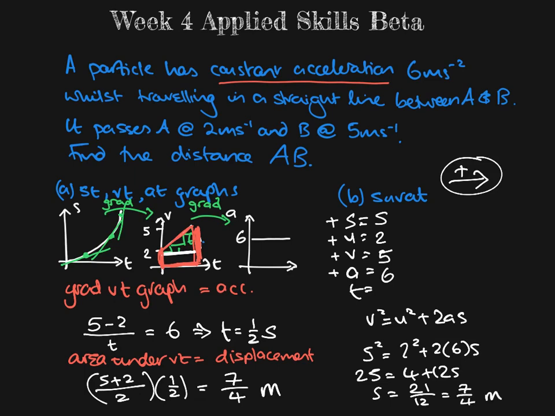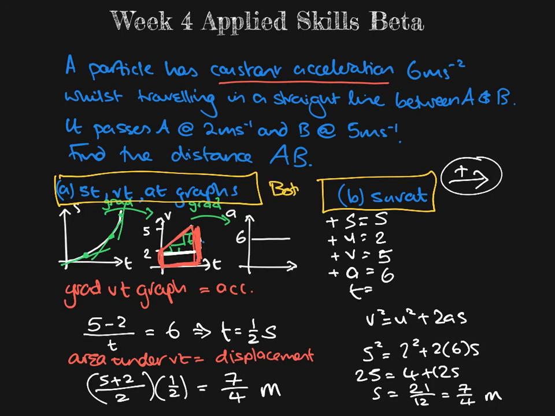Now in this case, I have to say I prefer the SUVAT method, really simple, really clean. But I also think that a lot of times the VT graph approach is actually better and simpler than the SUVAT approach. So always have both in your mind as being good, not one better than the other. And this is for periods of constant acceleration, don't forget.